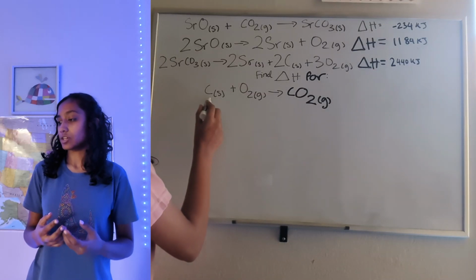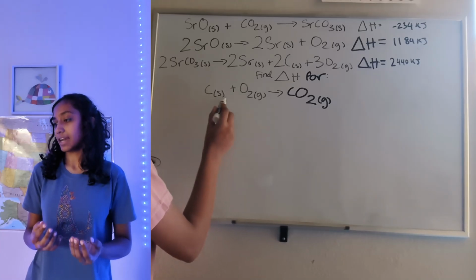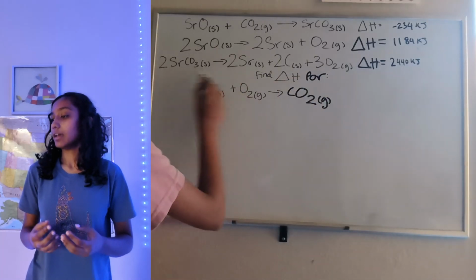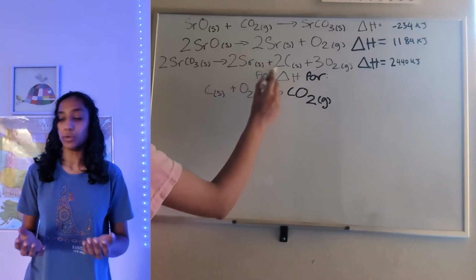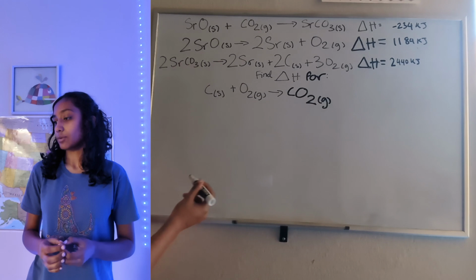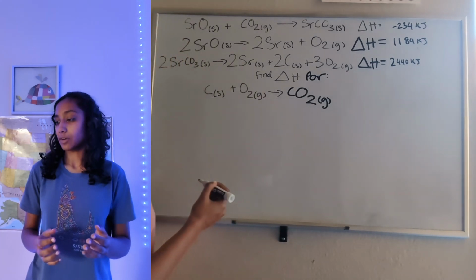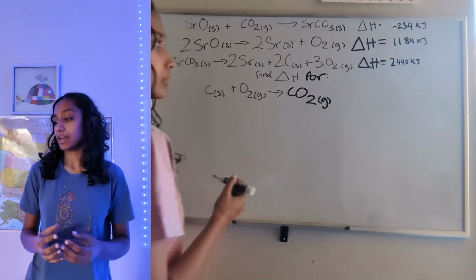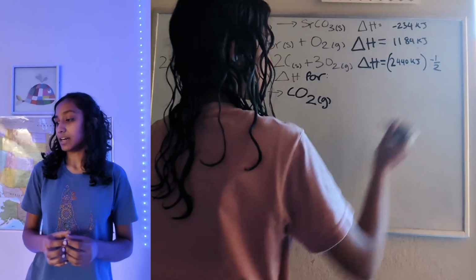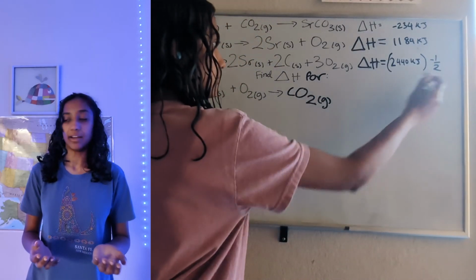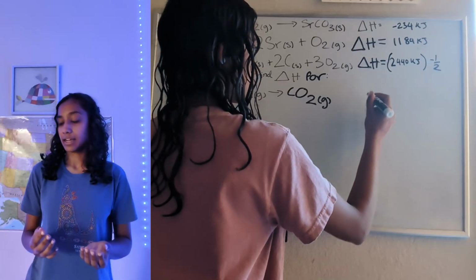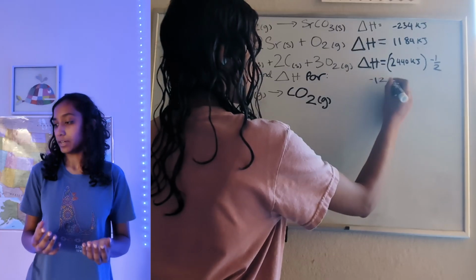We can see that the combined equation has 1 mole of solid carbon on the reactant side, and the only equation with solid carbon is this third one. However, in this equation, there are 2 moles of solid carbon, and they're on the product side. So we need to reverse this reaction to get solid carbon on the reactant side, and half the reaction to get 1 mole of solid carbon. This means that we need to flip the sign for this reaction and multiply it by 1/2. Negative 1/2 times 2,440 gives us a delta H of negative 1,220.